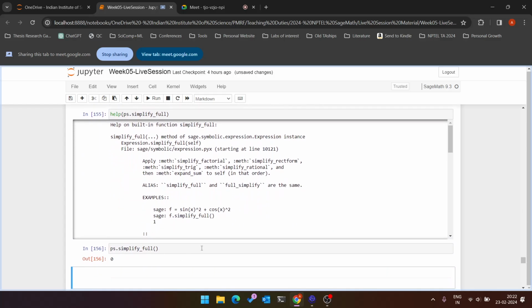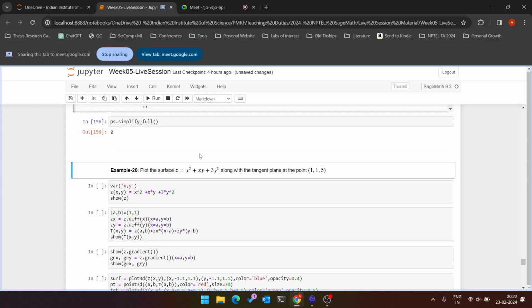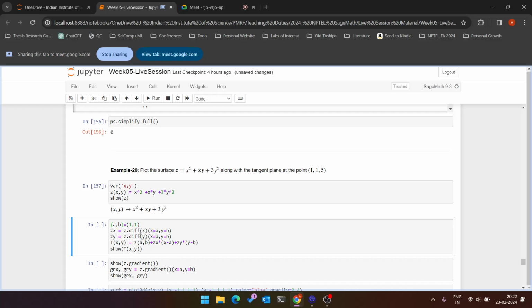Okay, yeah. So the next problem that we have is we have been asked to plot a surface for z of xy, x square plus xy plus 3y square, along with the tangent plane at a given point. Again, same process. Specify the variables. Specify your function, which is z of xy. Check if you have given it correctly. And you next specify your point and your partial derivatives and write down the equation for your tangent plane.